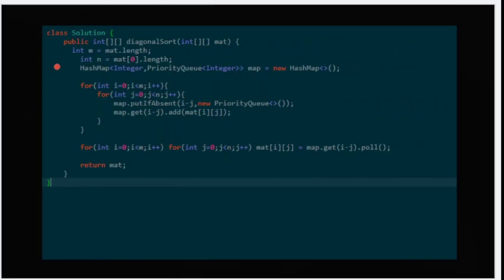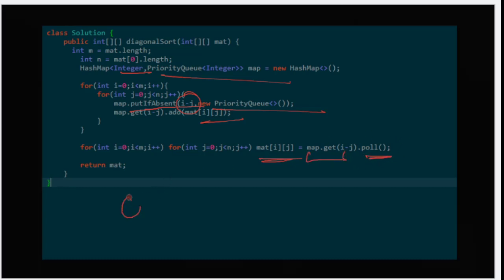It's quite easy. Again, having a hash map for storing this integer, that's your difference, and a priority queue. First find out the difference. Now this is the function which we use, put if absent. If it's not there, then create a priority queue. If it's there, then come to this, get and add this. Now once you have this, for storing it back to the matrix, that's an in place one, call the loop and do the poll functions.